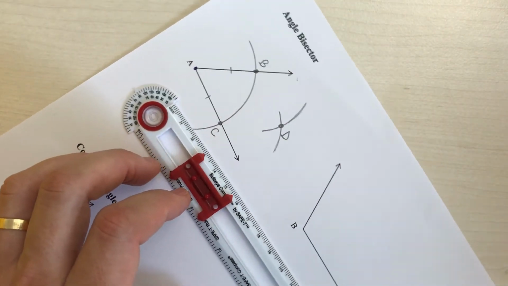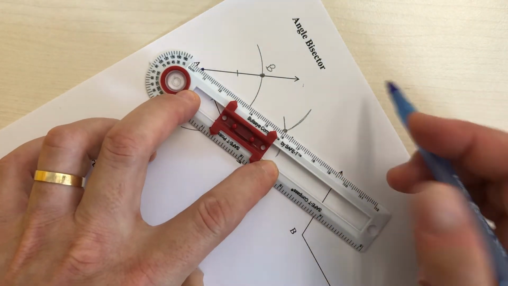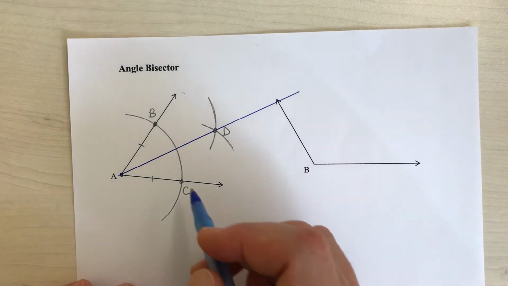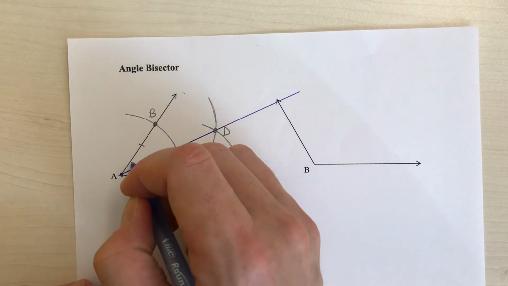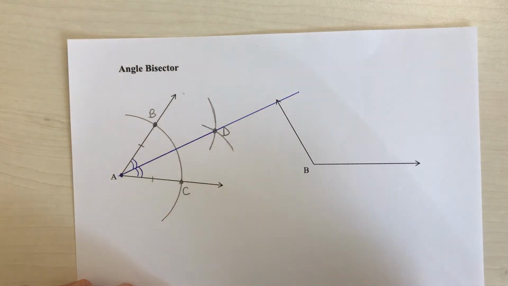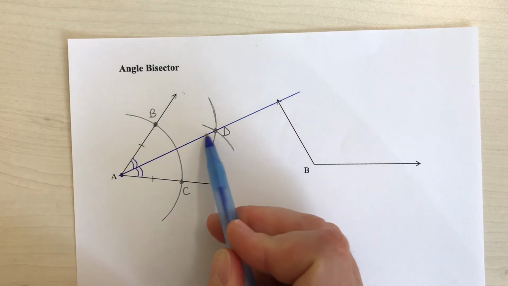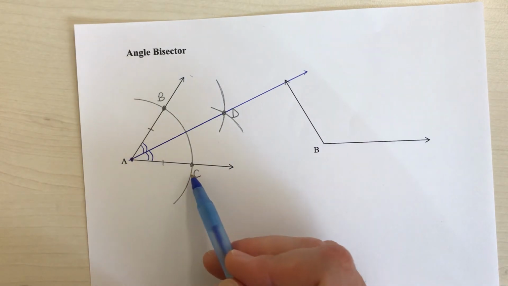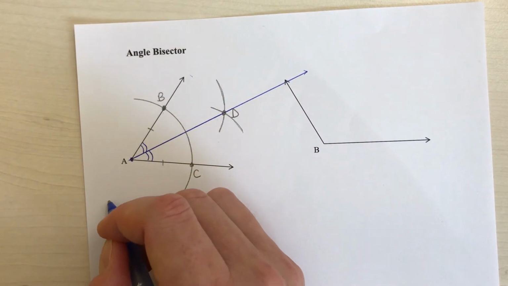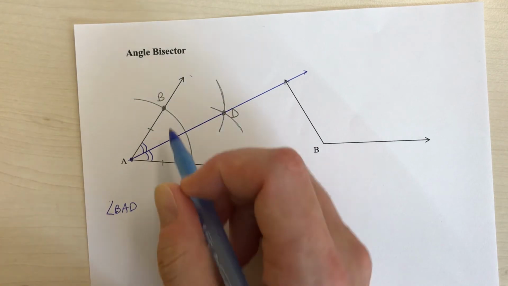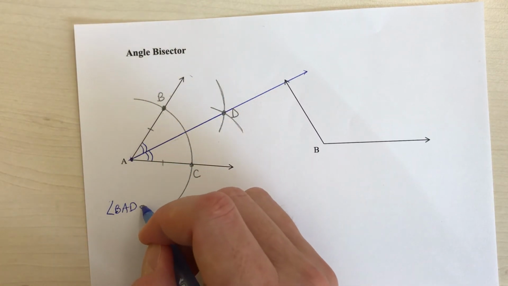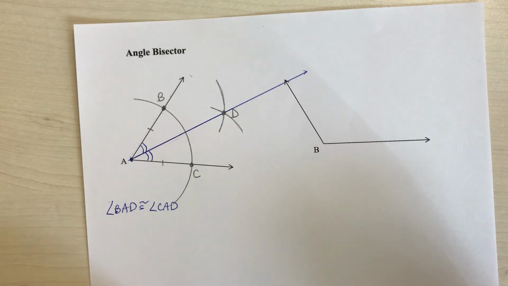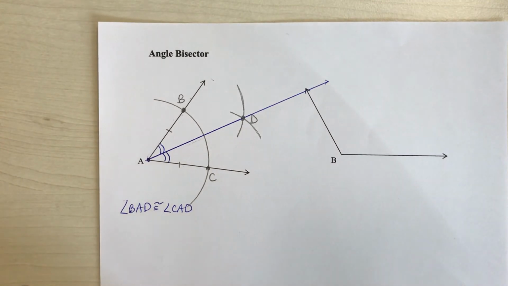And if we connect that, so if we connect A to D, if we've done this right, and this looks good, I think we did, we should have two congruent angles. So segment AD, or this ray AD, is an angle bisector. We've bisected angle BAC. So we've created angle BAD, that's this one. The top angle should now be congruent to angle CAD. So that is an angle bisector.